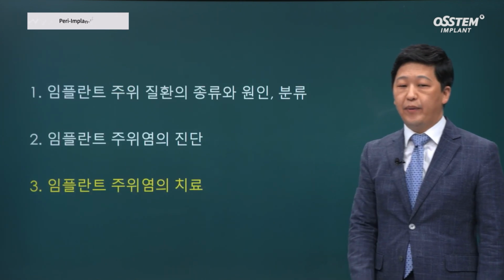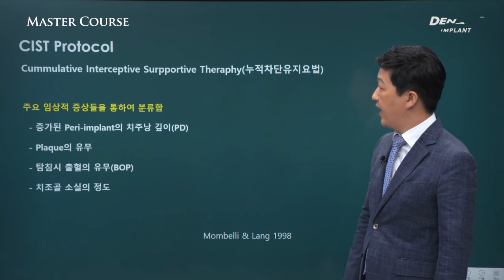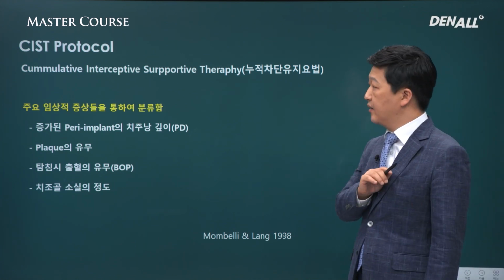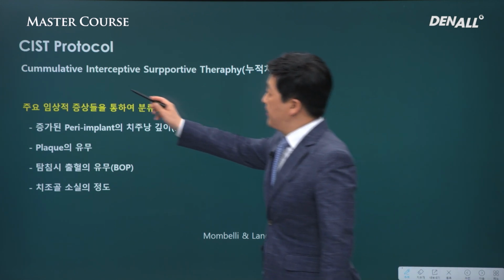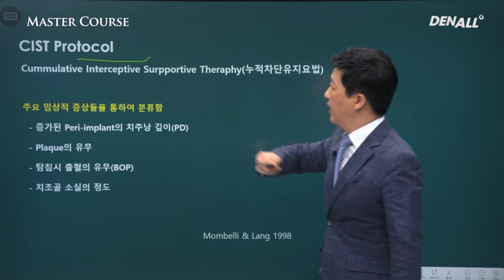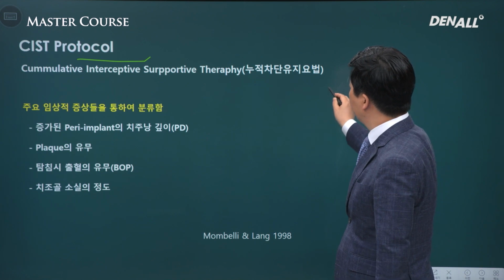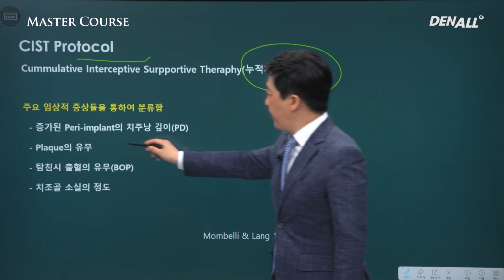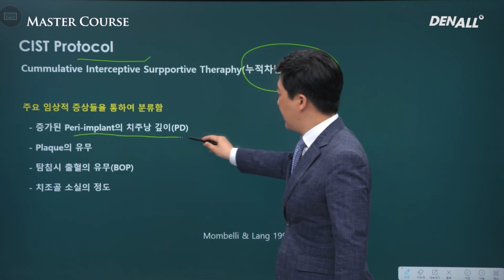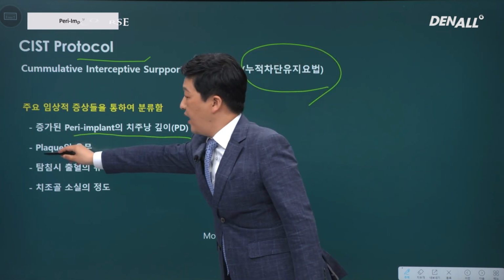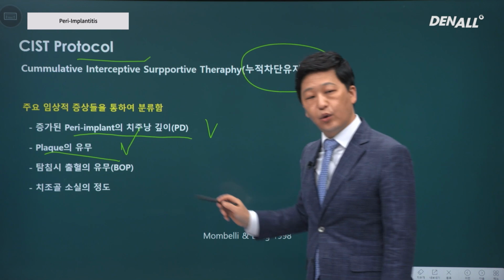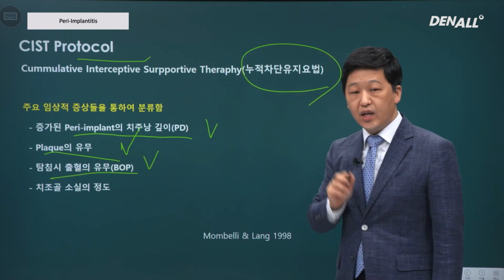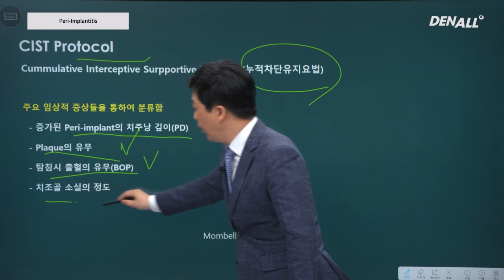Finally, I want to talk about the treatment of peri-implantitis. The protocol that is most frequently mentioned is CIST protocol. This is also included in the specialist test. It is cumulative interceptive supportive therapy. It looks at the increased probing depths around the implant, signs of plaque, signs of bleeding upon probing, and the level of alveolar bone loss.